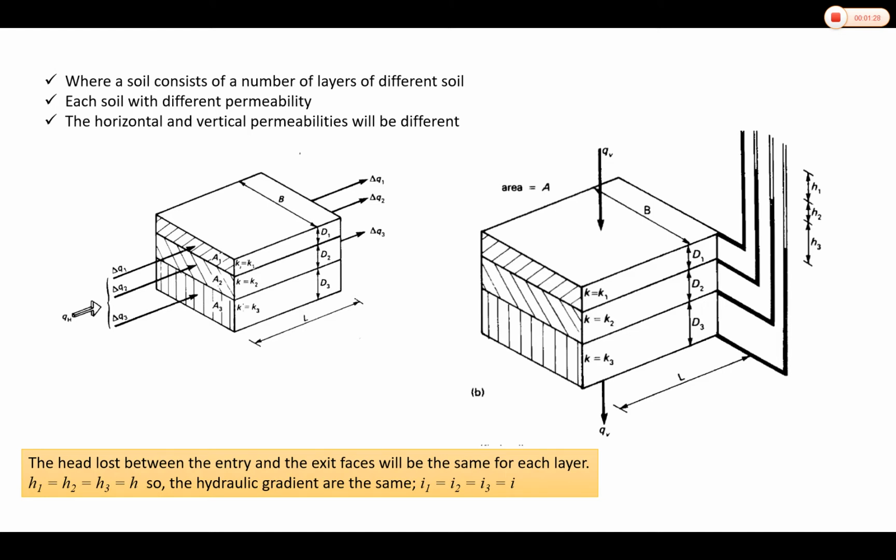But then the head loss between the entry and the exit will be the same for each layer. So the H1 will equal to H2 will equal to H3. Alright, the head loss. So the hydraulic gradients will be the same.